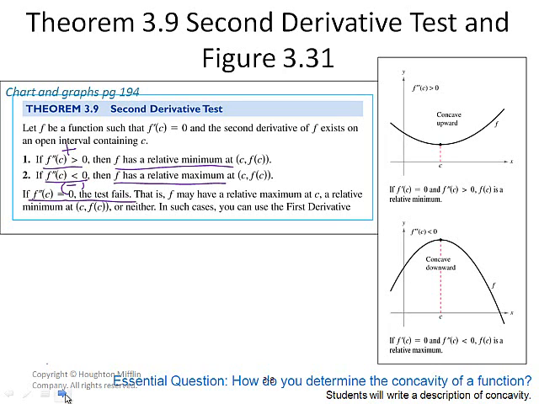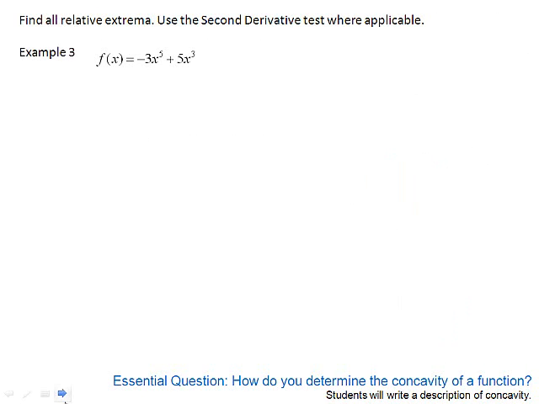Okay, you ready? Now notice, it says that we're actually evaluating right at C this time. Okay, so we're going to actually plug the values in. This is a little bit different. Remember, it's a different test. Okay, so we're going to find all the relative extrema. We're going to use the second derivative test where applicable.